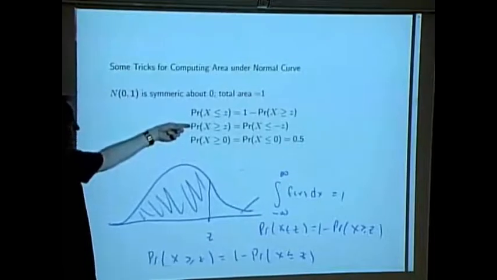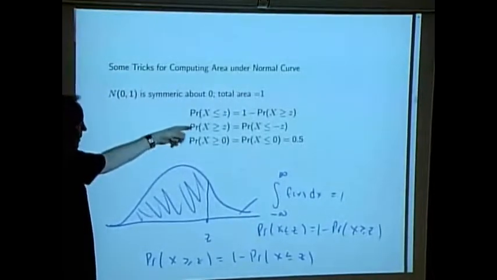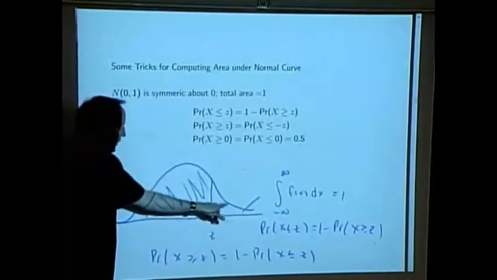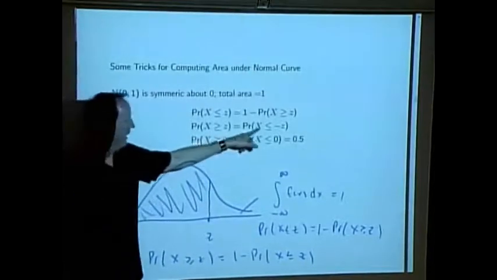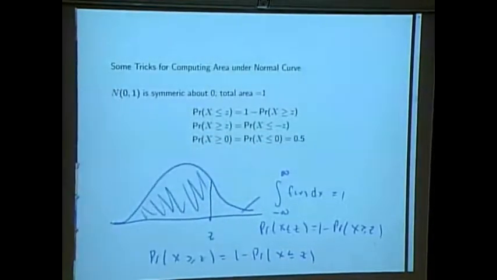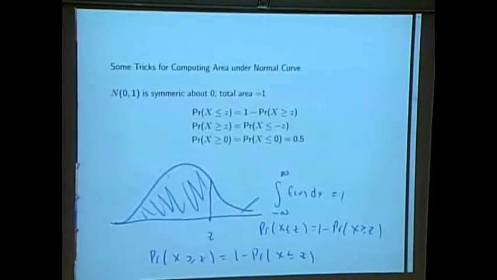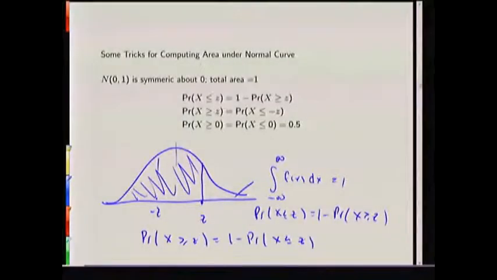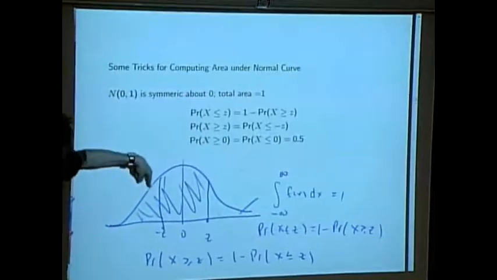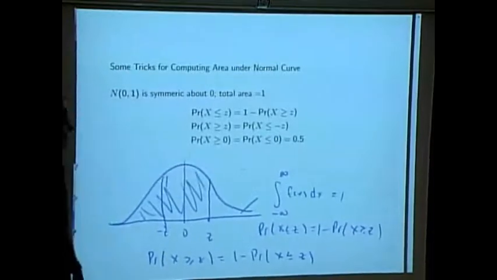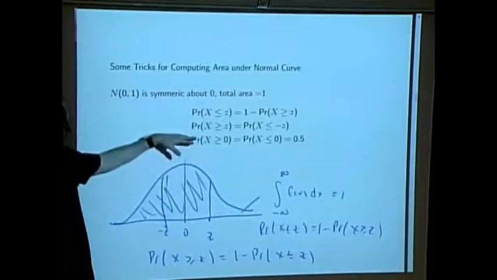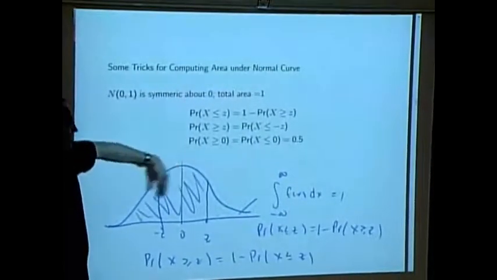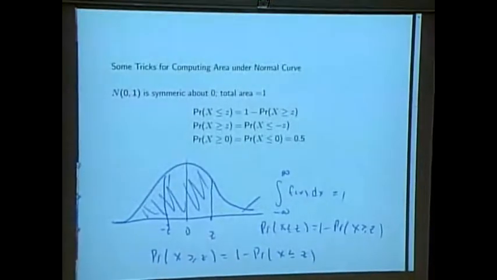Now the normal distribution is symmetric. So the probability that x is greater than or equal to z over here is the same as the probability that x is less than minus z. So for a symmetric distribution, if this is minus z and say this is 0, then the area over here is the same as the area over here. And then because the distribution is symmetric, the area to the left of 0 is the same as the area to the right of 0.